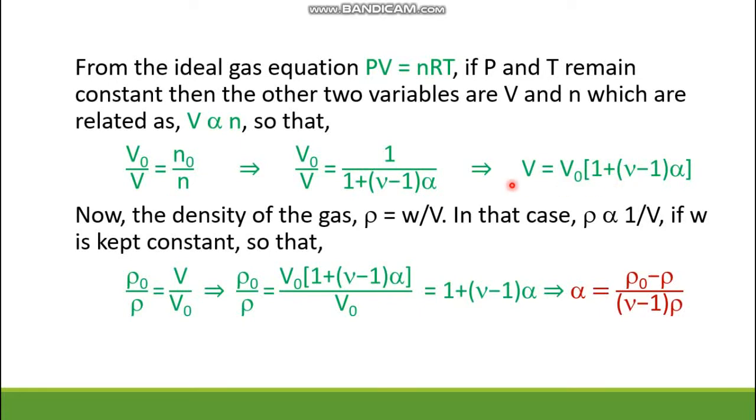Now density rho equals the weight or mass of the gas divided by the volume of the gas. If the same amount of gas is taken, then W is constant. In that case, rho varies as 1 by V. That means rho into V equals constant, or rho 1 by rho 2 equals V2 by V1. Conversely, rho 0 by rho equals V by V0. So here we have written rho 0 by rho equals V by V0.